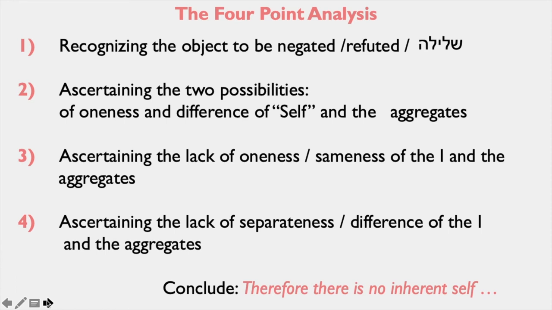So with canceling number 3 and number 4, you come to see that number 2 is pointing you to the fact that if it can't exist in those two ways, then it can't exist at all. So that object to be negated then actually becomes negated. You conclude, therefore, there is no inherent self. You find the non-finding of that.